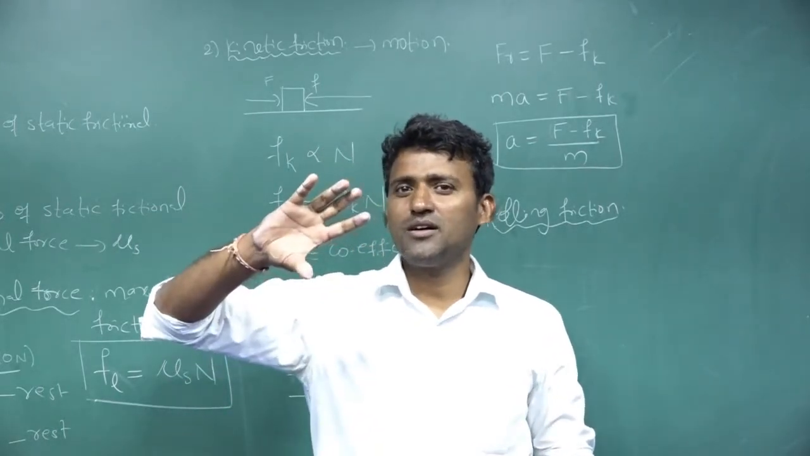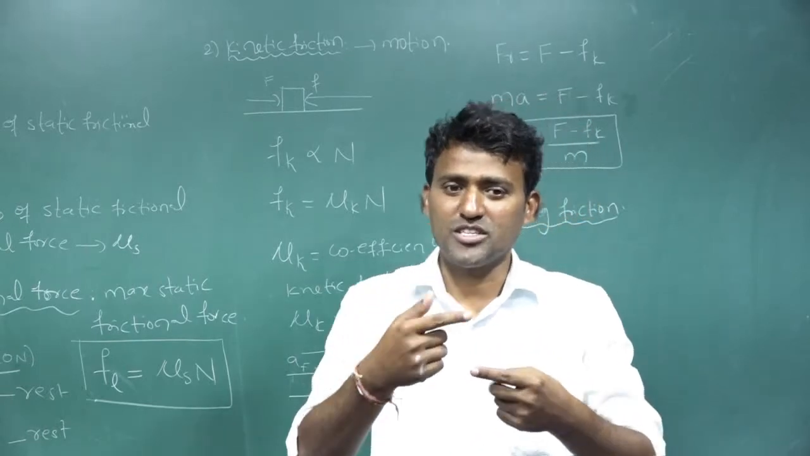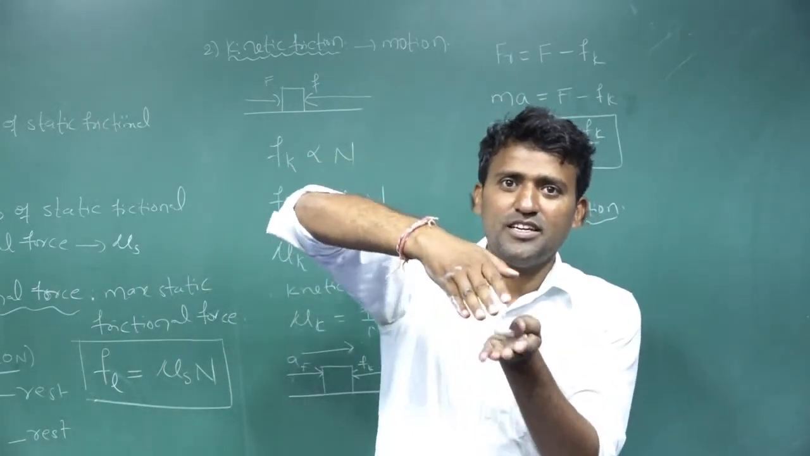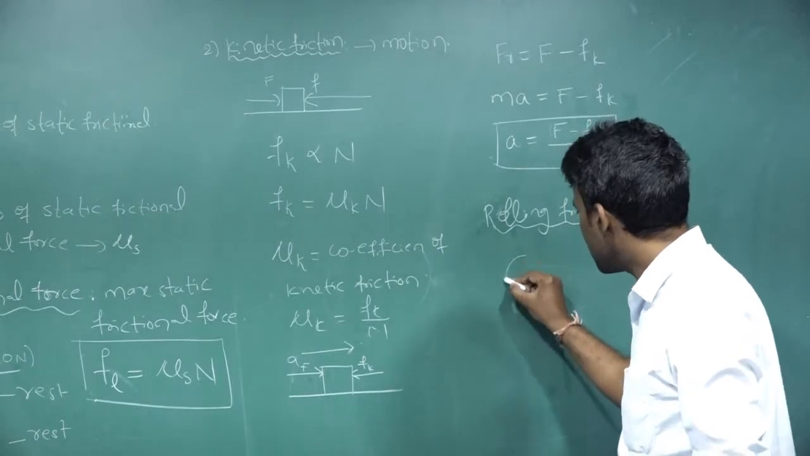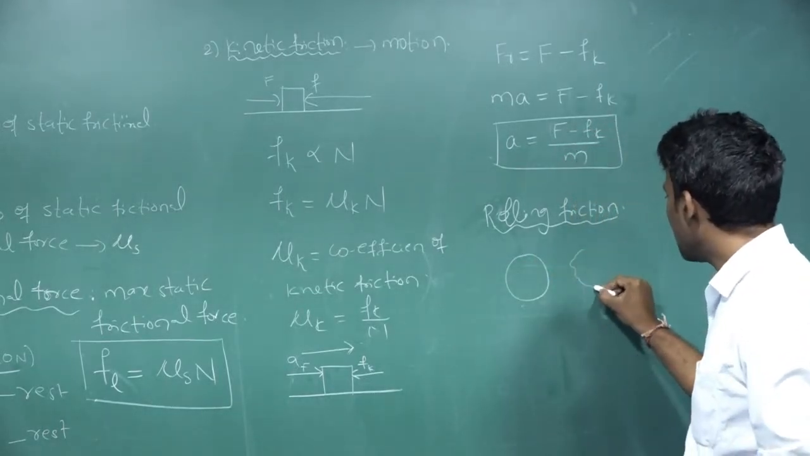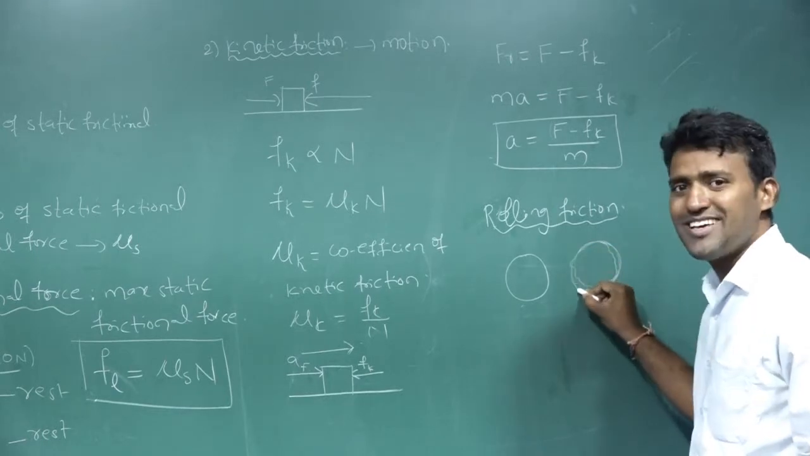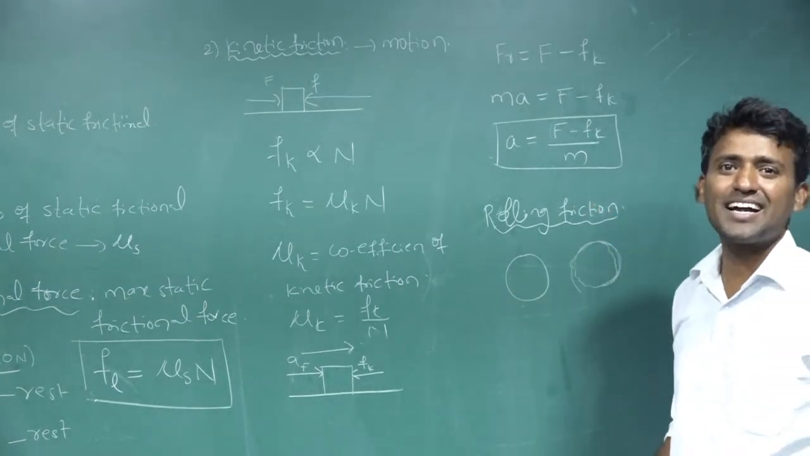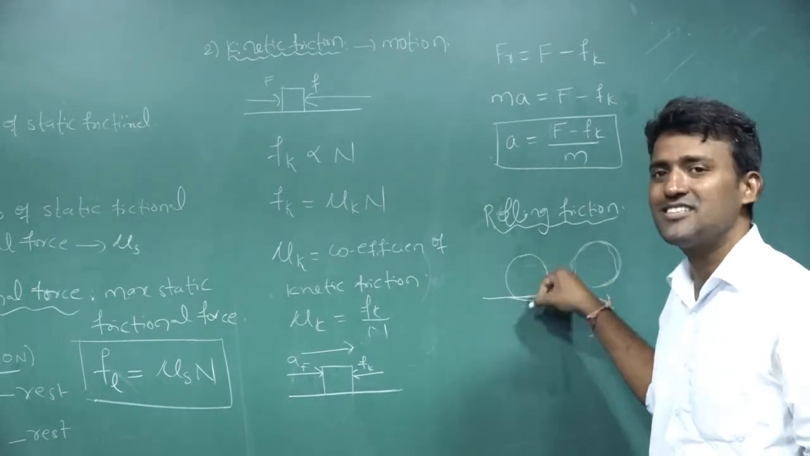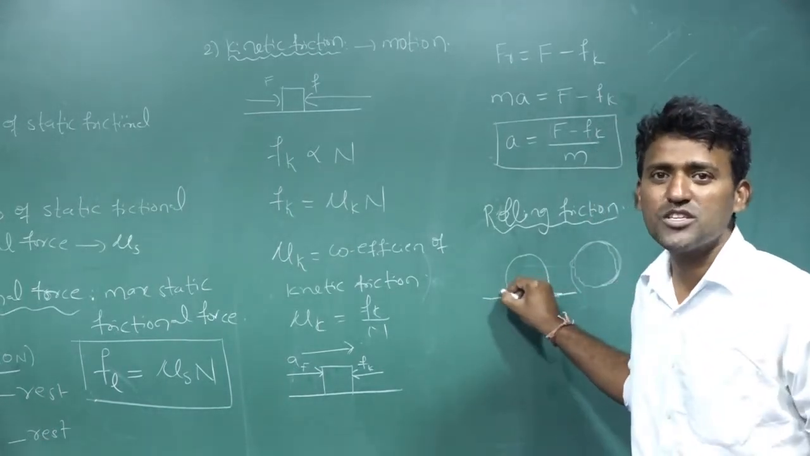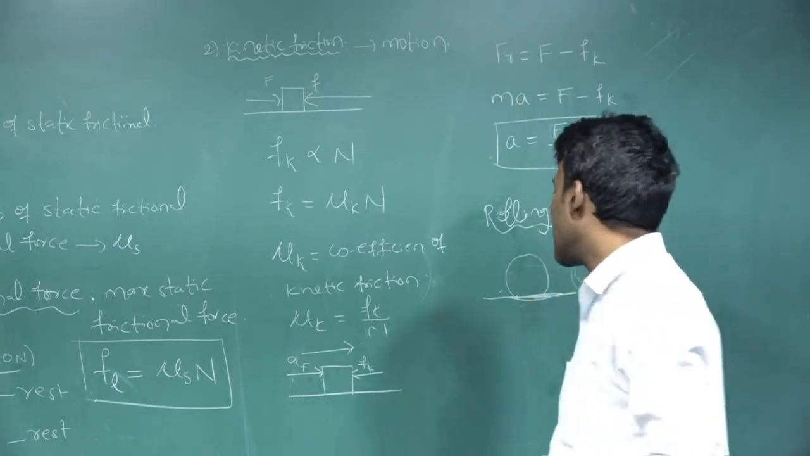How will the opposing force act? See here, take one rolling object, a circular object. If it is moving on a rough surface, it will come into a deforming position. This is the actual position, but while it is rolling, the shape of the object changes. That is an opposing force acting on the body when the object is rolling on the other surface. That opposing force we call the rolling frictional force.